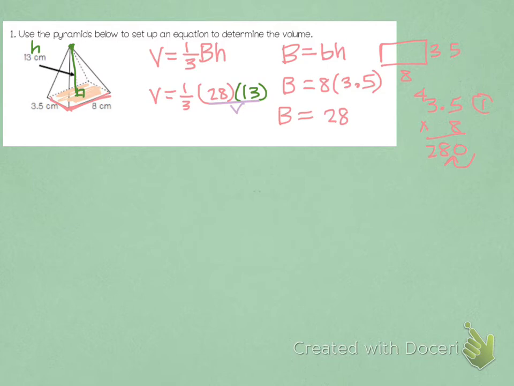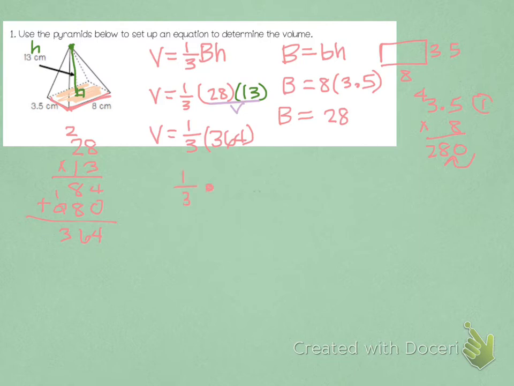Okay, so volume equals 1/3, and then we're going to multiply 28 times 13. 8 times 3 is 24. 3 times 2 is 6, plus 2 is 8. Then 0. 1 times 8 is 8. 2 times 1 is 2. Okay, and then we have 4 plus 0 is 4. 8 plus 8 is 16, and 2 plus 1 is 3. So 364.